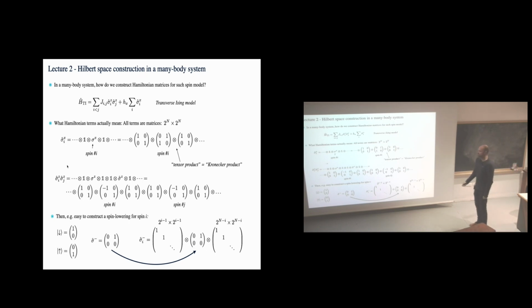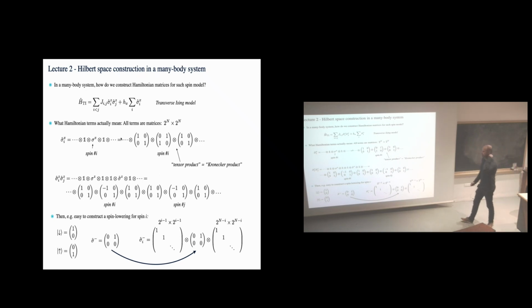The same is true for these two-body terms. What we mean by these two-body terms is that technically one should write a tensor product: identity on the first spins up to spin i, then a sigma z matrix there, then identities, then another sigma z matrix, and then identity matrices. Here I use a convention where spin down is, for example, the state (1, 0), and spin up is the state (0, 1), and that's why the -1 in the sigma z is up here.